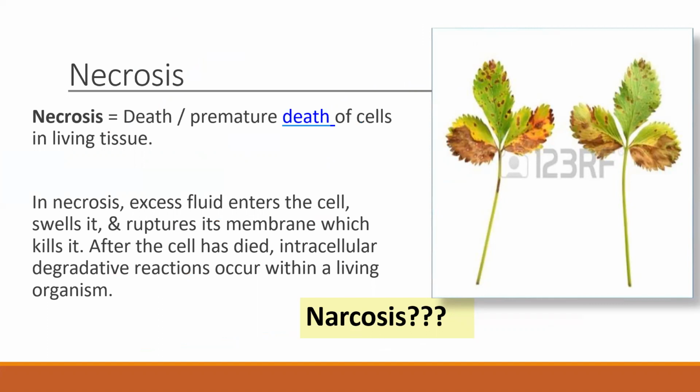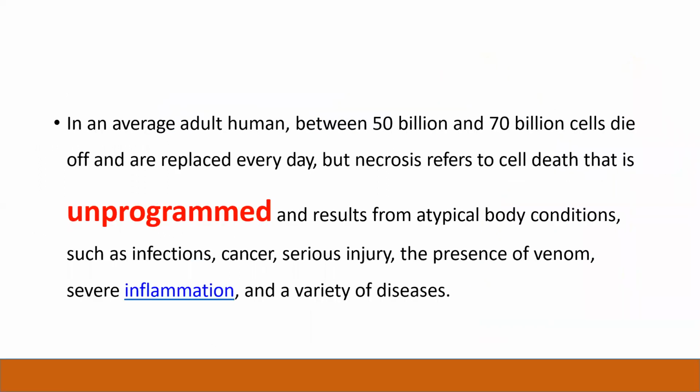In necrosis, what happens? Excess fluid enters the cell and inflames it, swells it, and ruptures its membrane, which kills it. After the cell has died, intracellular degradative reactions occur within a living organism. So this cell death is because of excess water. In an average adult human, between 50 billion and 70 billion cells die and are replaced every day.